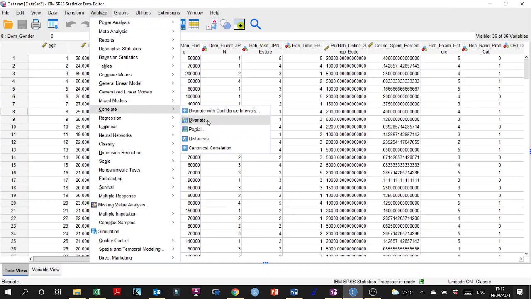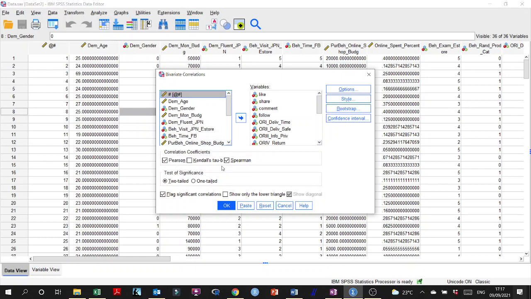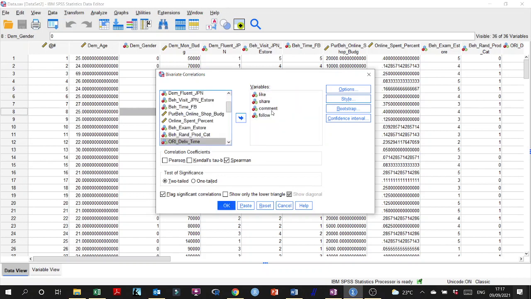Why do I want to go to Bivariate? Because most of my data is ranking data, on an ordinal scale. So I need the Spearman nonparametric test for that. These are all my factors, but I don't want to look at all the factors. In fact, I want to look at each set of indicators that's supposed to load on one factor separately.